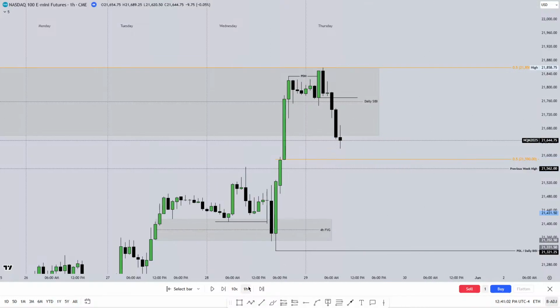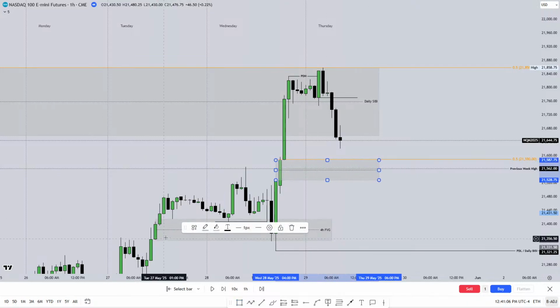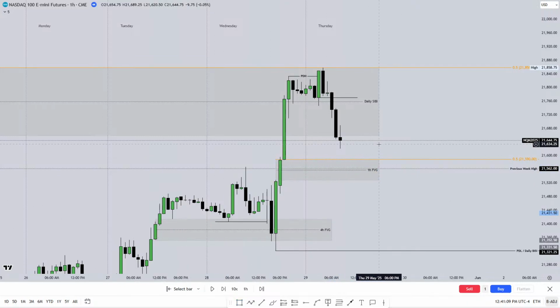And then this is like your first higher time frame discount array. So this isn't meaningful to me, but this is because it's below discount, and we want to see price reach discount if it's going to continue higher.